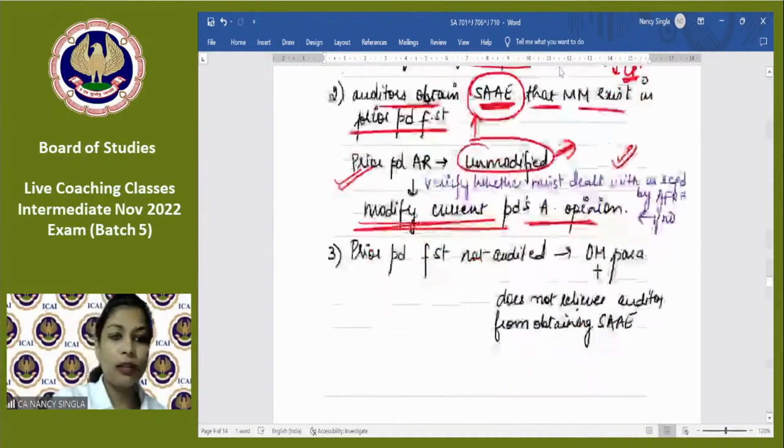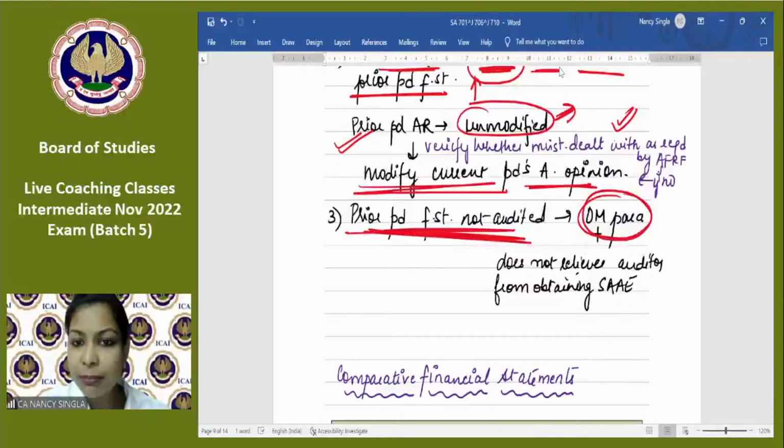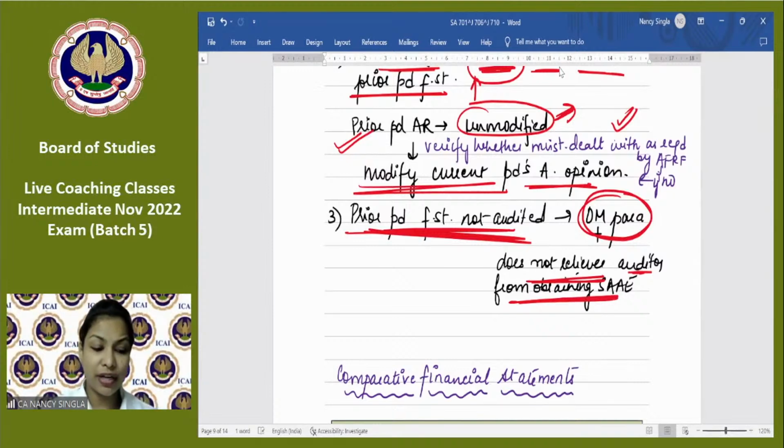Clear? Third, where the prior period financial statements were not audited, we have already done, other matter paragraph में mention कर दो that last year audit was not done, ठीक है, but see, this will not relieve the auditor from obtaining sufficient appropriate audit evidence that whether the prior period balance contain any misstatement that could materially affect the current period financial statement.